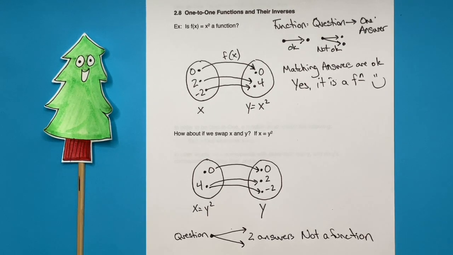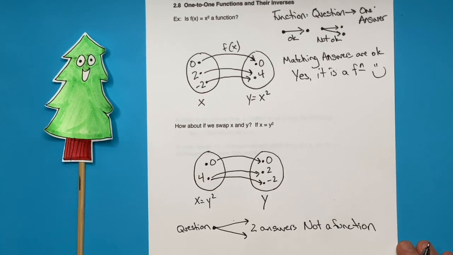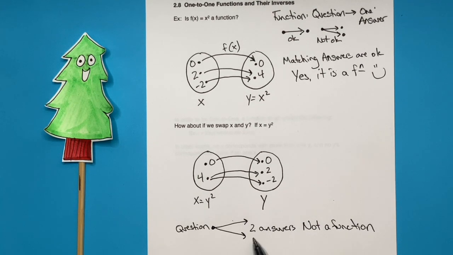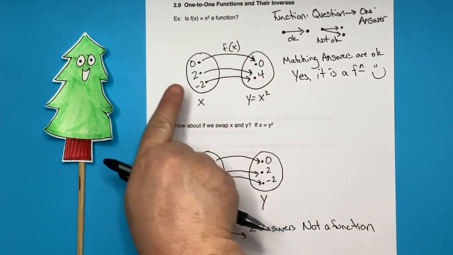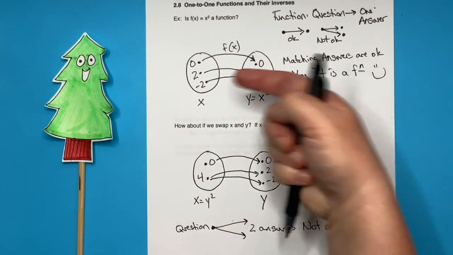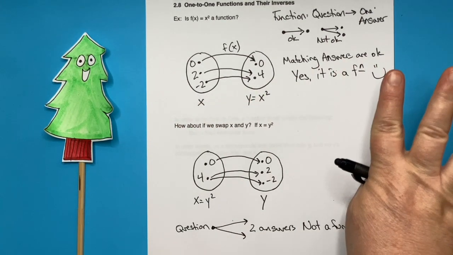And remember, the whole point of setting up functions is just to make it easier to work with. If you don't know what the answer is, if you don't know exactly what element you're corresponding to in the range, then it's going to be really hard to do the other work we're going to be doing. So we intentionally set this up. We said you can't have more than one answer. And so x squared is a function going this way, but if we try to turn it around, no dice.